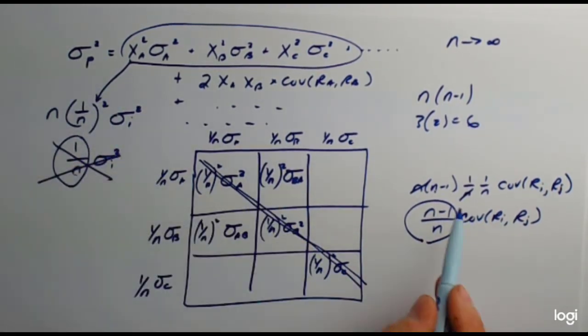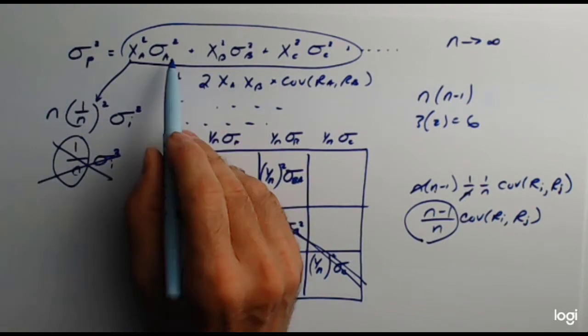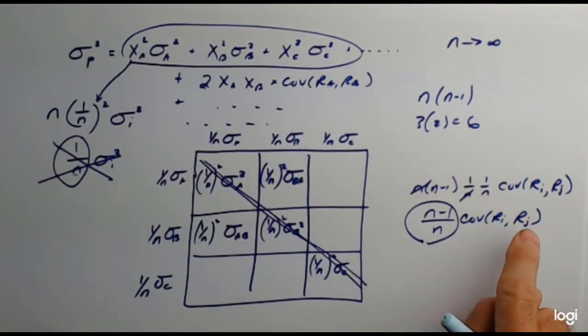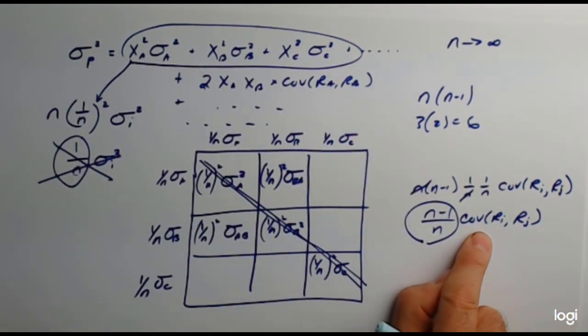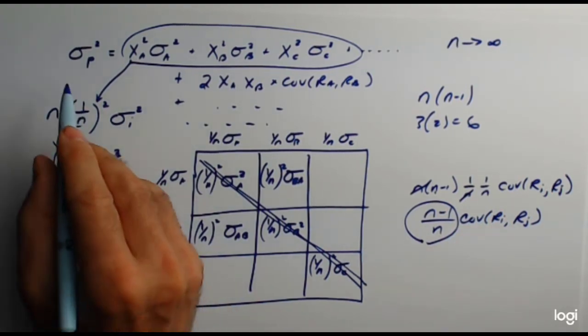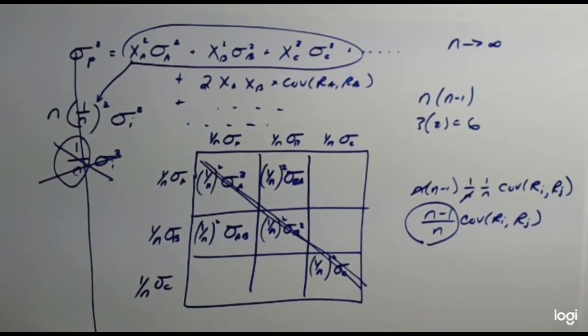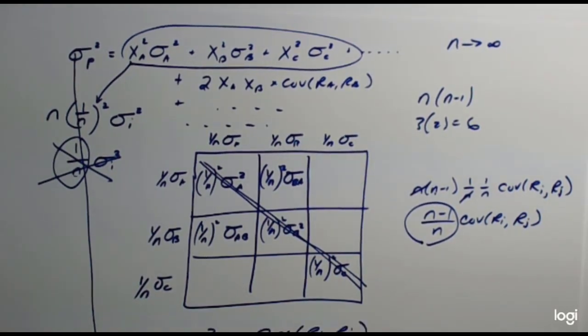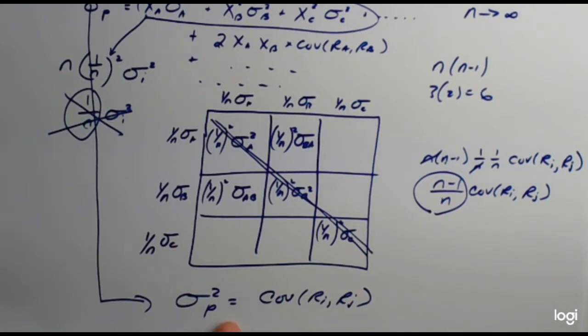And what this all boils down to is, look, we just got rid of this, and we just said everything boils down to covariance. So the sigma of a portfolio is related to this covariance of individual stocks. That's what we just boiled it down to. Somehow it links up with this covariance. All that matters is covariance.